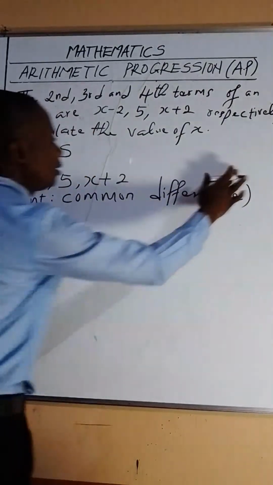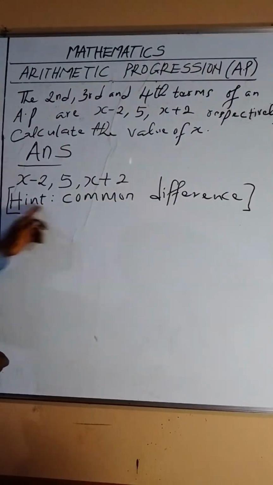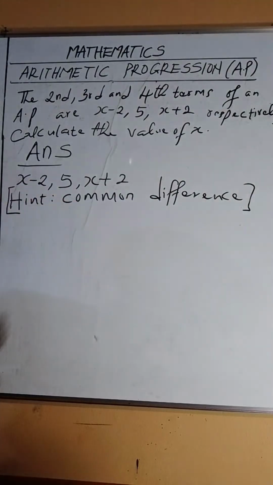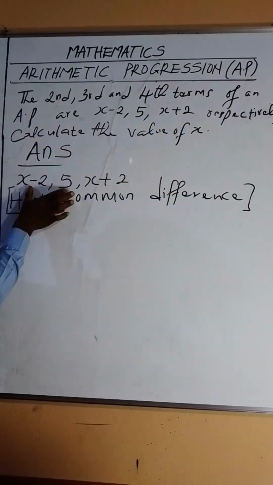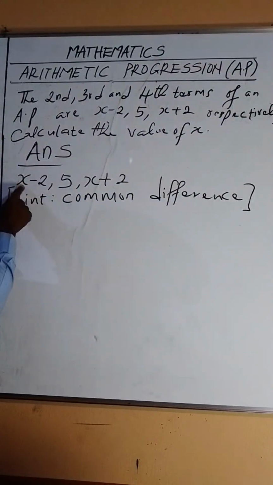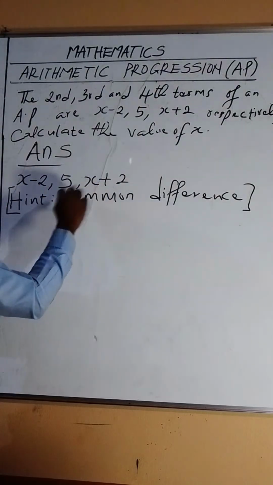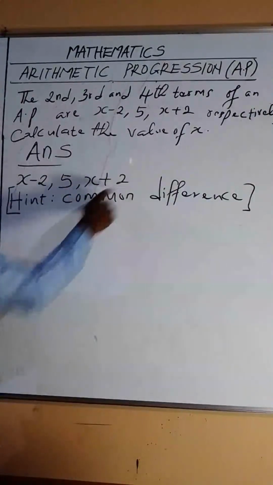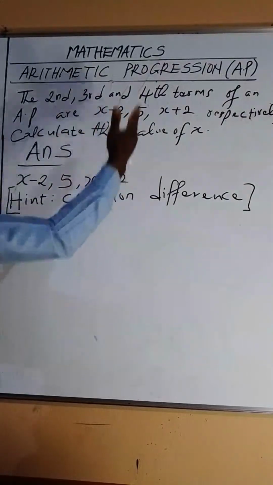So don't forget, this is what we are going to use. We are using common difference. Please just write it down. Now this common difference means if you subtract x minus 2 from 5, it equals subtracting 5 from x plus 2. That is the meaning. Since it is a common difference, the difference is common.